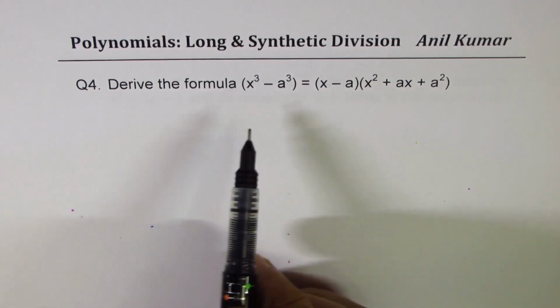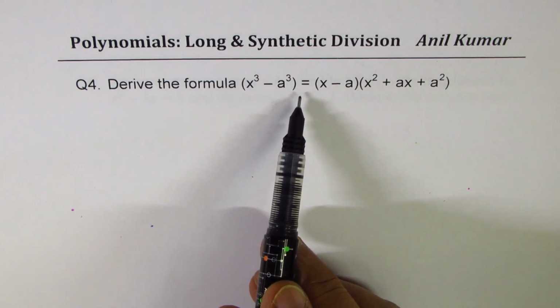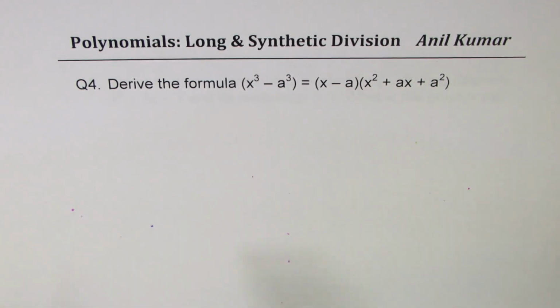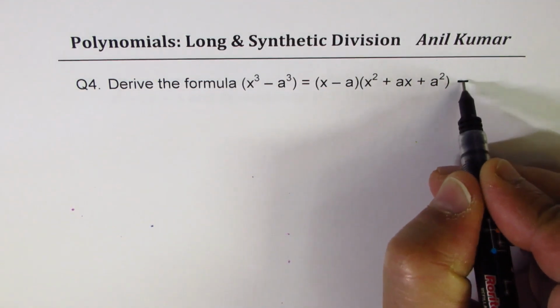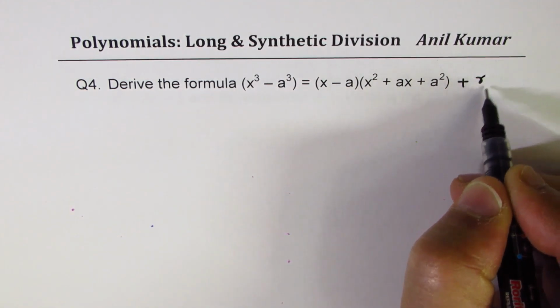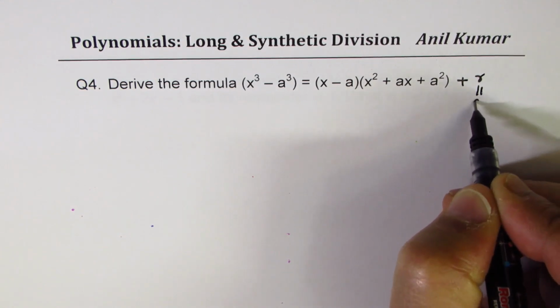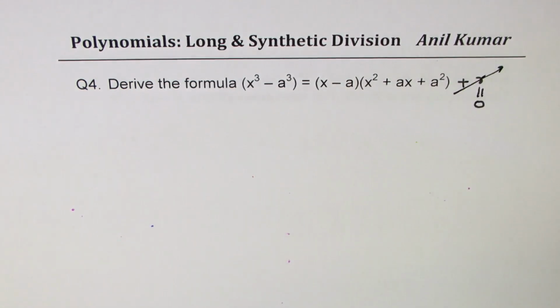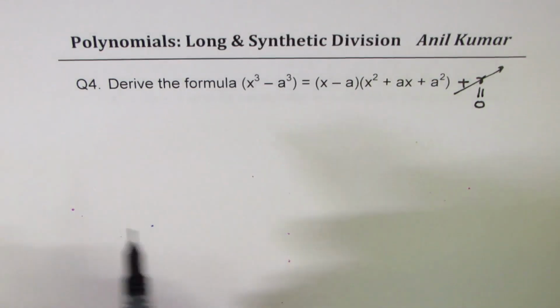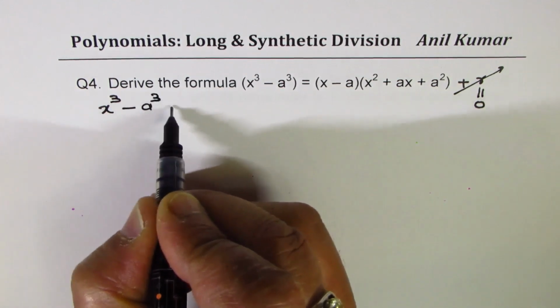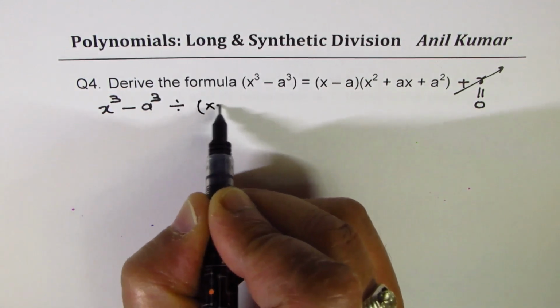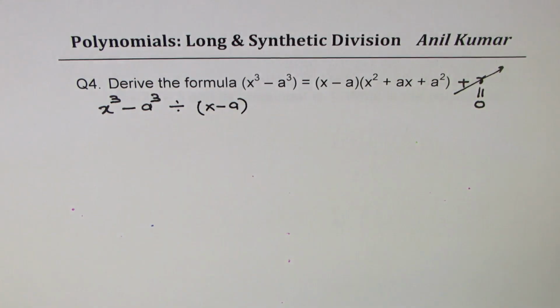Question number 4. Derive the formula x cubed minus a cubed equals x minus a times x squared plus ax plus a squared. What we see here is that the remainder is 0, right? So the remainder basically is equal to 0. Do you see that? So that term is not there. It means x minus a is a factor of x cubed minus a cubed. Perfect. So what we are going to do in this exercise is basically divide x cubed minus a cubed by x minus a. Correct? That's what we are going to do.